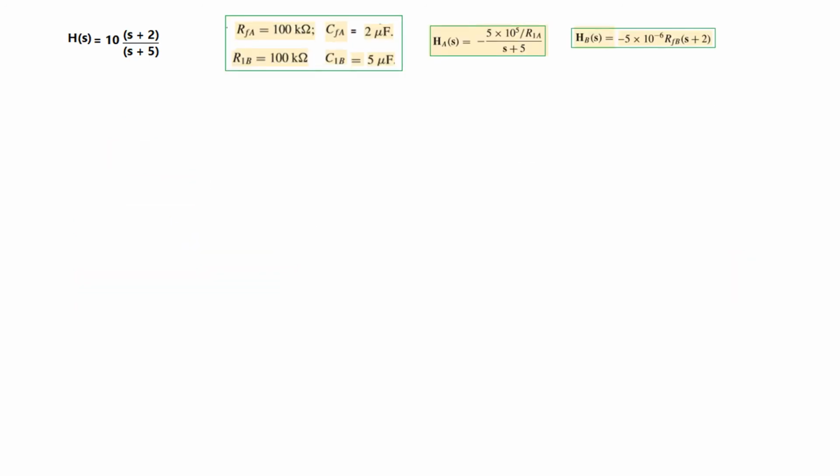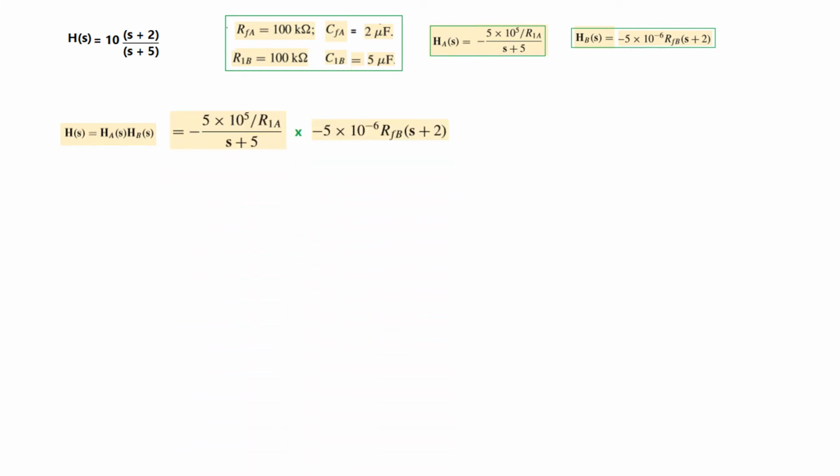Okay, so we had the result so far. We got the two values of the capacitors and resistors from the two circuits. We got this transfer function for circuit A and this transfer function for circuit B. And this was our question, that we have to realize this. So from here we can say that H(s) is equal to HA(s) times HB(s), that is, the transfer functions of the pole circuit and the zero circuit.